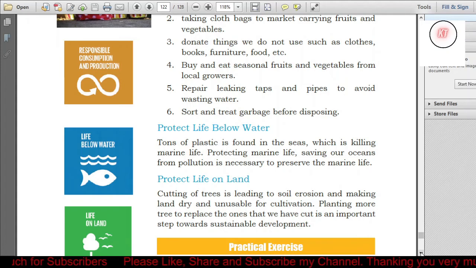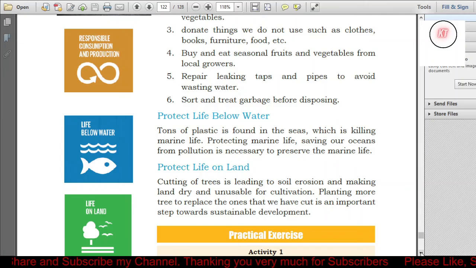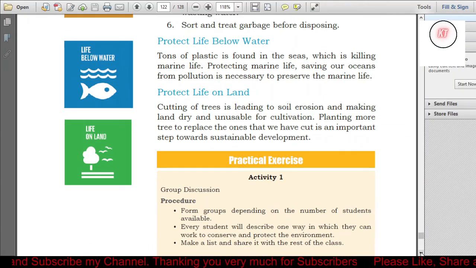Protect life below water. Tons of plastic is found in the seas, which is killing marine life. Saving our oceans from pollution is necessary to preserve marine life. Protect life on land. Cutting of trees is leading to soil erosion and making land dry and unusable for cultivation. Planting more trees to replace the ones that we have to cut is an important step towards sustainable development.